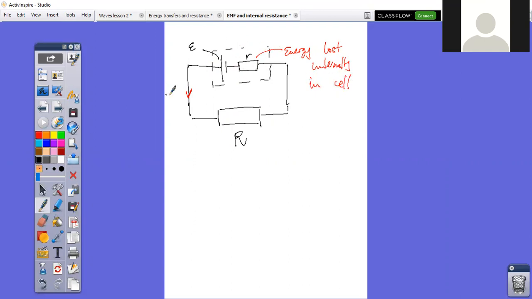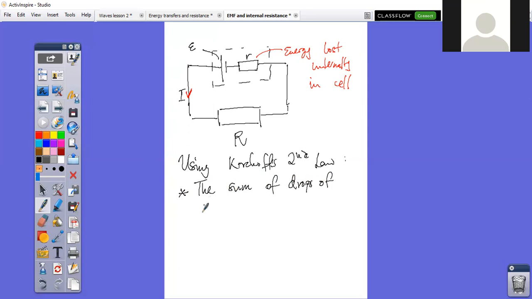So if there's a current I, remember we can use Kirchhoff's second law. Now what does Kirchhoff's second law state? I don't actually know. No problem. I don't think I was in that lesson. So the sum of the drops of the PD in a closed loop is always equal to the EMF.